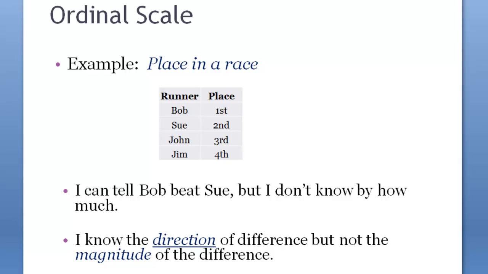How far apart John and Jim, Bob and John, Bob and Jim, etc. You can't tell that, because first, second, third, and fourth don't have any actual time record or anything. It just has the order. So that's ordinal scale. We can tell the direction of difference, but not the magnitude of difference. Bob is faster than Sue. You can tell that, but how fast, how different, you can't tell that. Okay, that's ordinal scale.